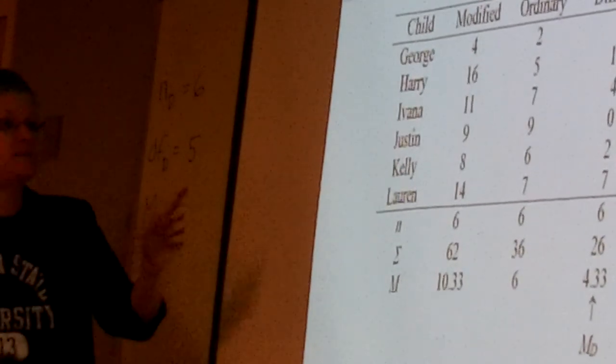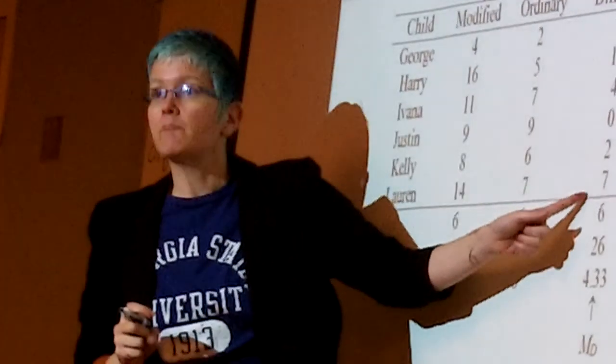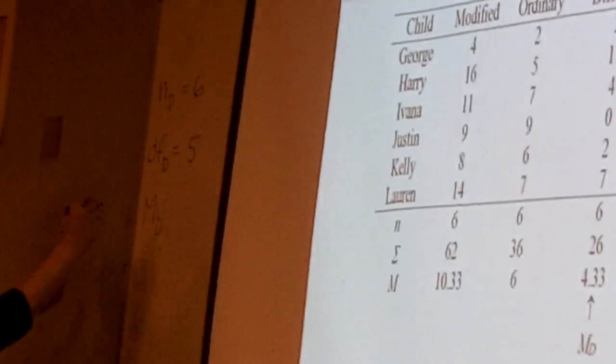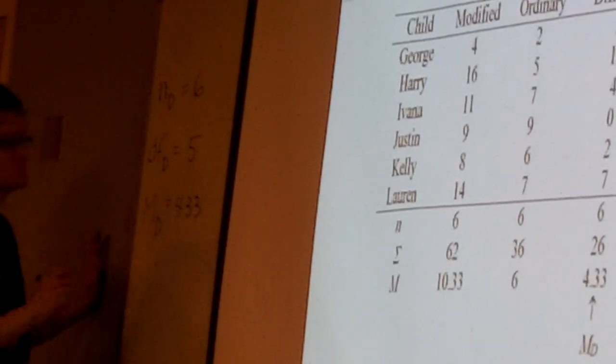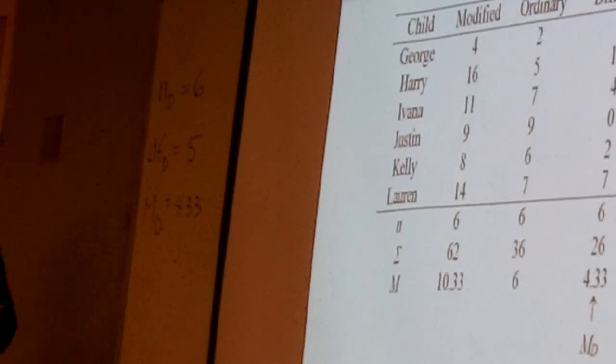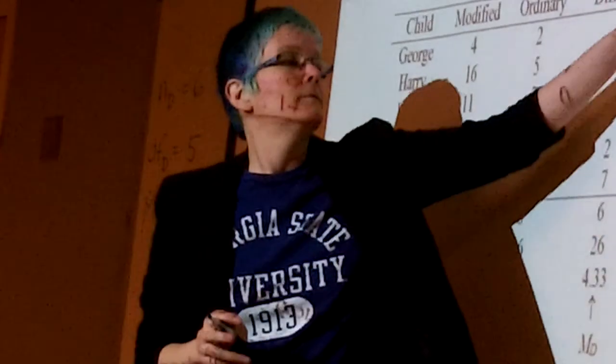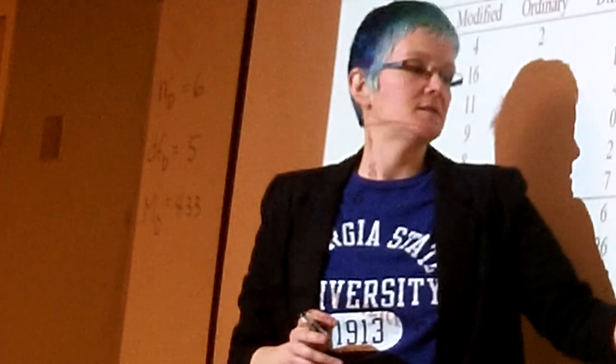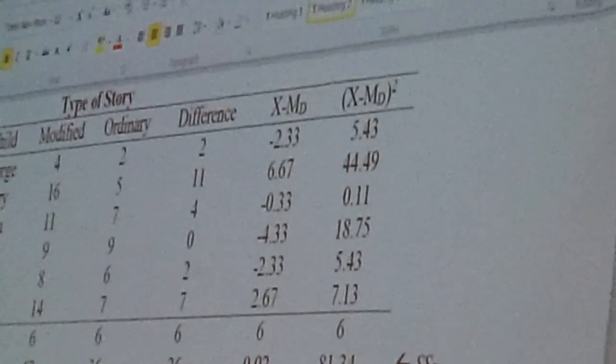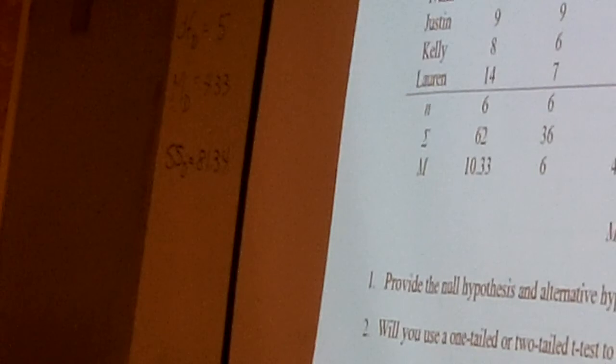Mean of the difference. I just take these scores and calculate the mean. And I end up with 4.33. Then, just like you guys did for calculating sum of squares before, I calculate deviations, and then I square the deviations, and I come up with this number here, 81.34. And that's the sum of squares for the difference scores. Okay, and that's using the definitional formula. I use definitional formulas. I like them much better than computational formulas.